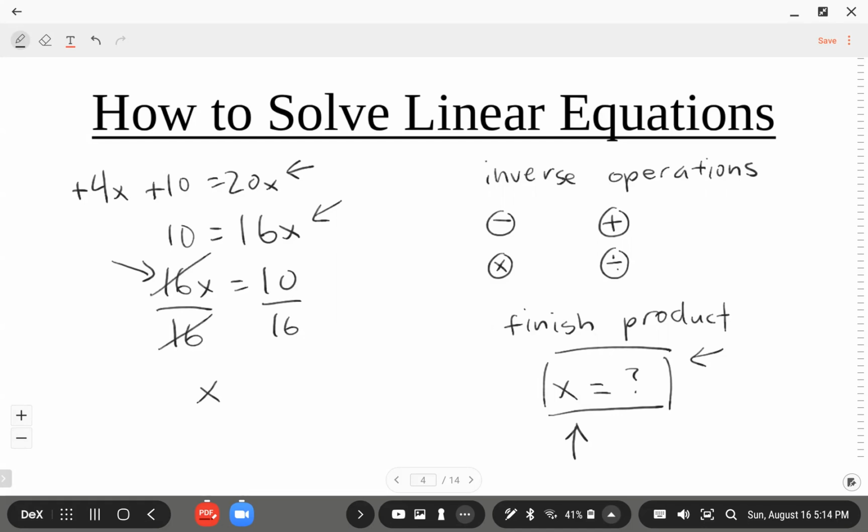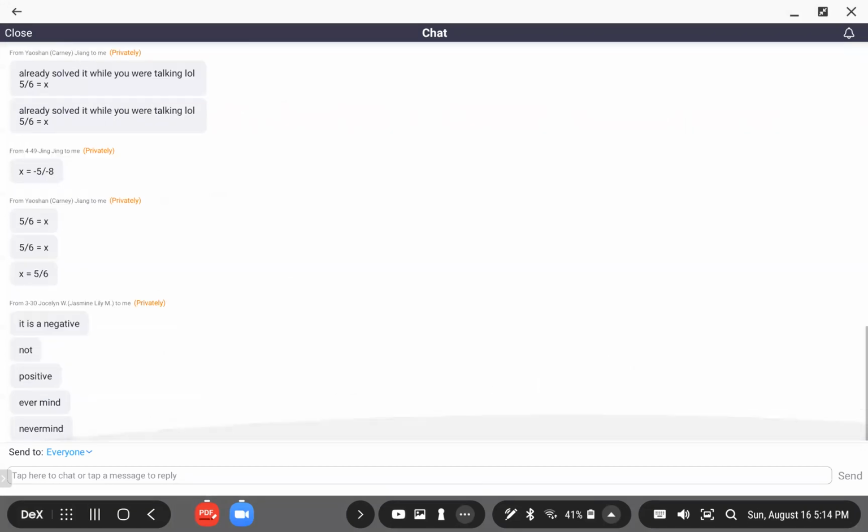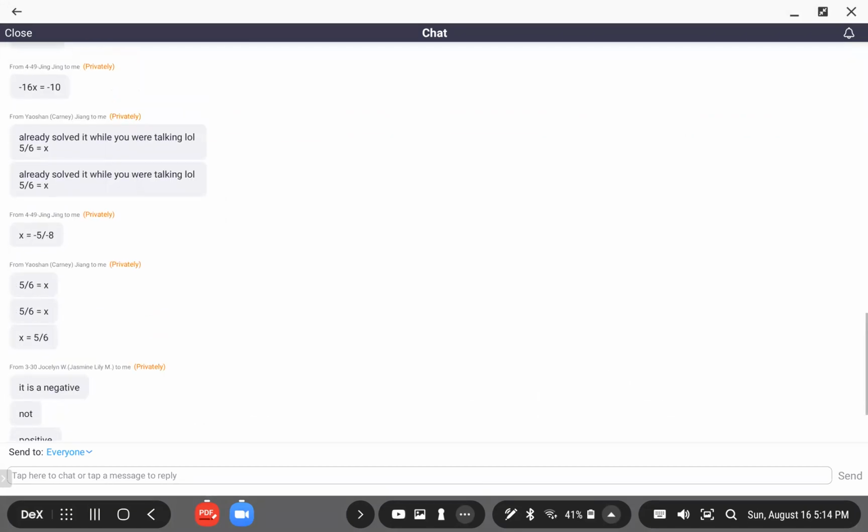Now, these 16s cancel out on the left-hand side. What about the right-hand side? Okay, we get this fraction. And this fraction, you don't need to turn into a decimal. You can just leave it as it is. But this one, you can simplify, right? So always simplify if necessary, okay? So we get x equals 5 divided by 8, okay? So that is how you solve a linear equation.